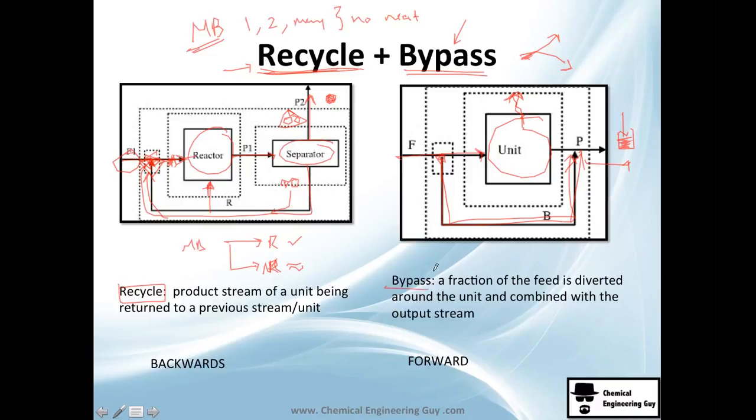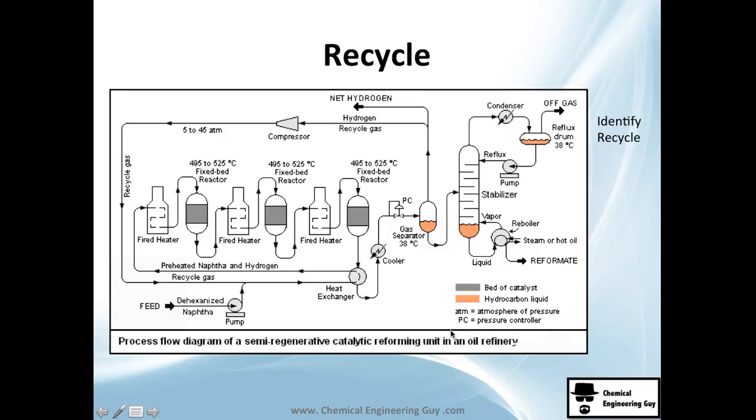So now, once again, the definition: bypass is a fraction of the feed which is diverted around the unit and combined with the output stream. This is the output stream, this is the feed stream. So technically this flow goes backwards and this flow goes forward.